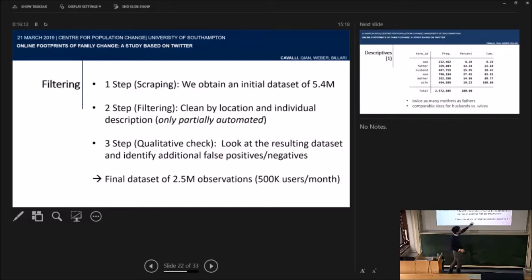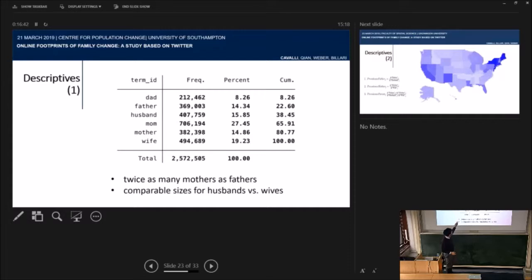This requires a bit of qualitative knowledge of your data. Since these data are very noisy, it requires the researcher to have a more qualitative understanding of the data, compared to simply running a blind regression on data that you know are clean and come from a very representative survey. Our final data set is about 2.5 million observations, which we built over many months, and these are some descriptive statistics. If you compare, for example, mom and dad, we have 200,000 dads and 700,000 mothers.